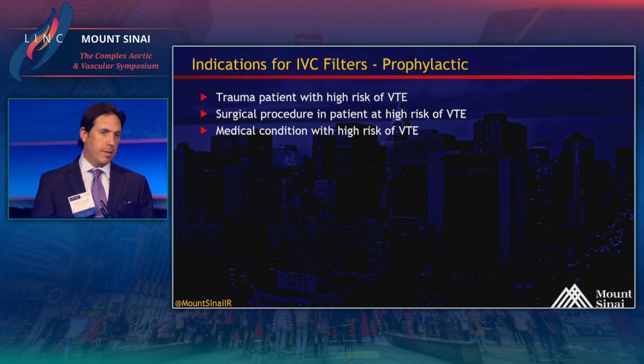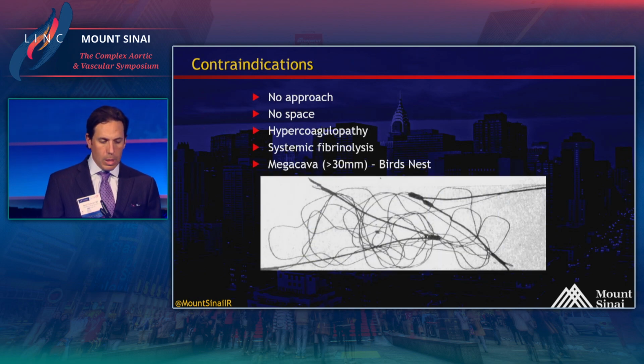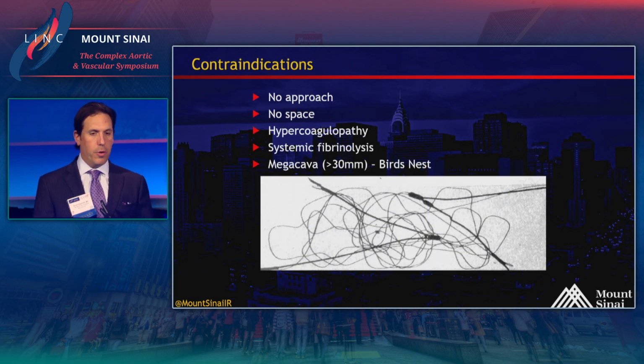Also prophylactic. This comes up later when we talk about what's coming out in the future, but trauma patients that have high risk, surgical procedures at high risk, or medical conditions with high risk. These are conditions with very little data, and also the ones where we tend to forget that the patient has a filter. And most of the filters that we remove or have complications are in these types of patients where filters are forgotten.